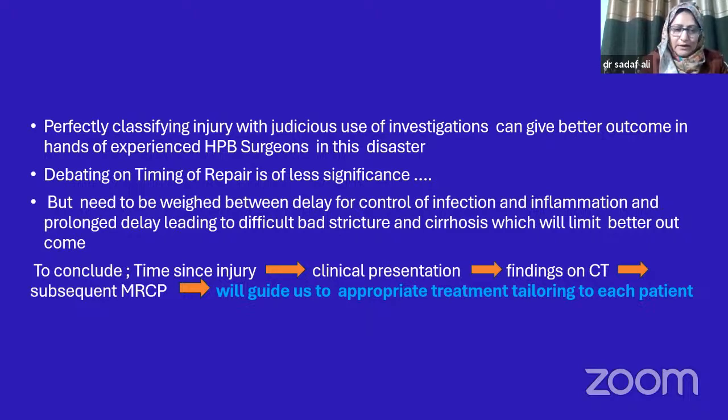In this disaster, debating about timing and all those things is of less importance, but I'd like to make a point that we need to weigh the delay for control of infection and investigation against a prolonged delay, when there will be a stricture, which would be very bad, and cirrhosis is already there. So time since injury, clinical presentation, and findings on CT and MRCP are going to guide us to appropriate treatment, tailored to each patient as required. Thank you very much.